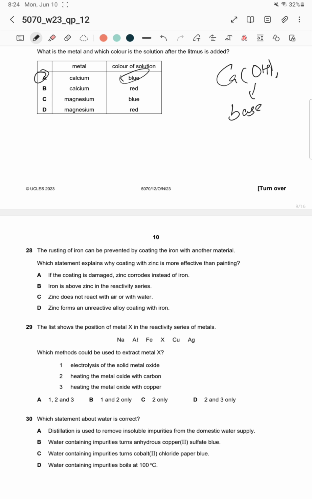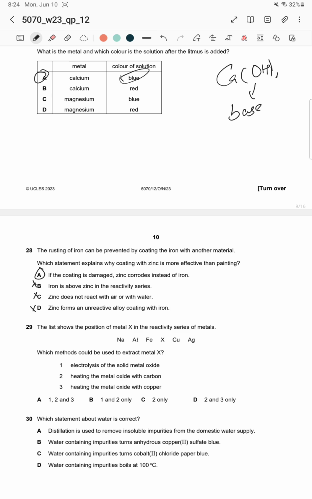Yes, that's right. Iron is above zinc in the series. That's incorrect. Zinc does not react with air or with water. That's also incorrect. Zinc forms an unreactive alloy coating with iron. No, option A is the correct one.